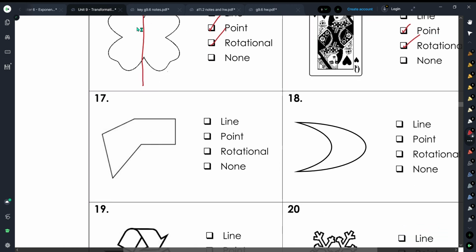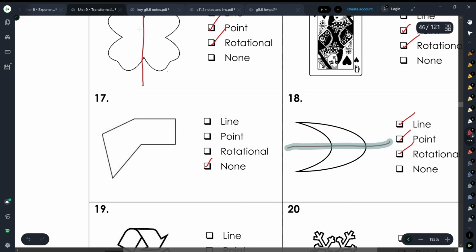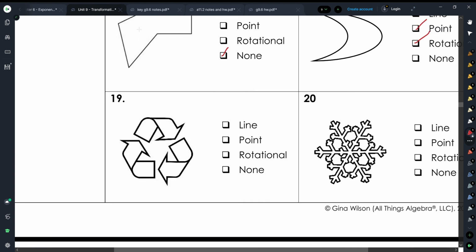Oh, goodness gracious, nothing here, I don't think. This has line symmetry right there. It's point symmetry and rotational. No line here. It looks like the same thing around, but there's nothing that you can fold over. It is going to rotate, just not point as well. Okay, it's going to rotate, have rotational symmetry.